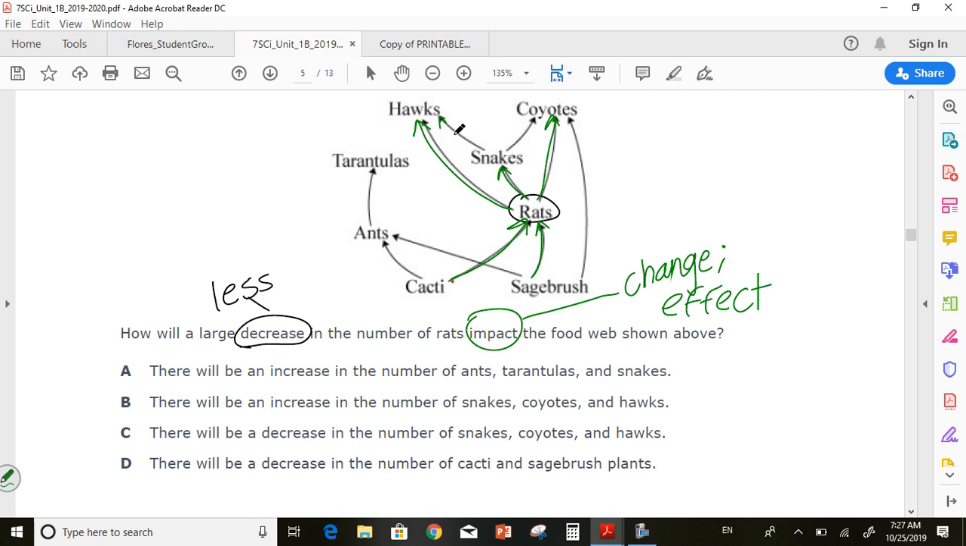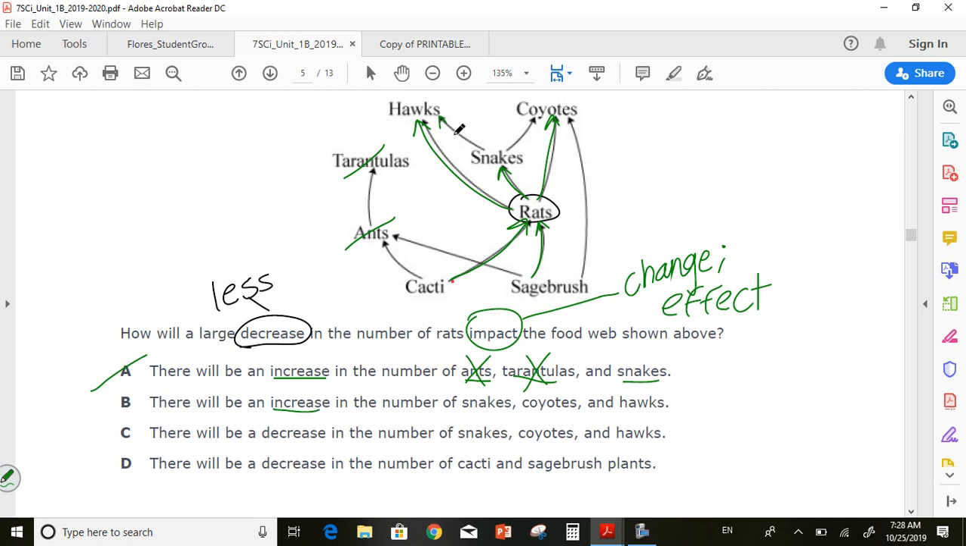A says there's going to be an increase in the number of ants, tarantulas, and snakes. Ants are right here. We didn't even talk about ants because they're not connected. The tarantulas are not connected directly to the rats. These are not connected. So boom, A is out.